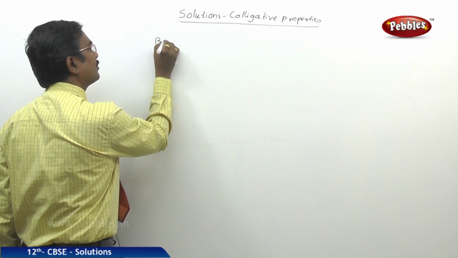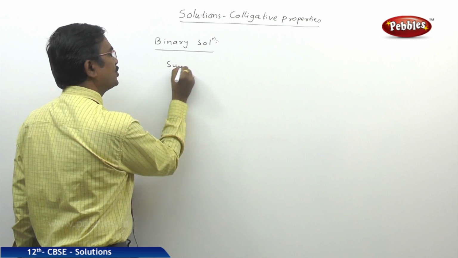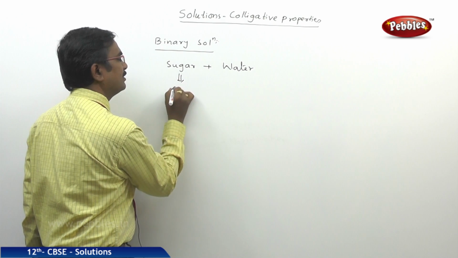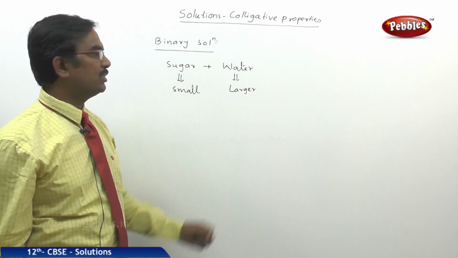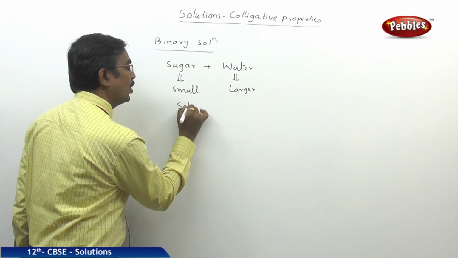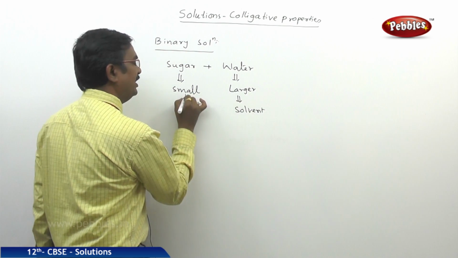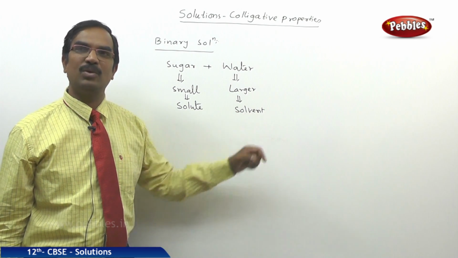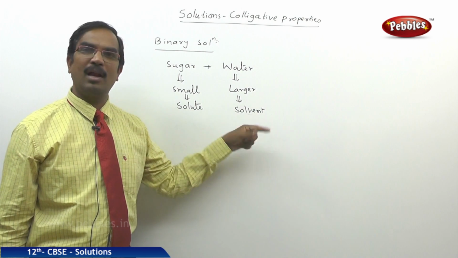So in the binary solution, as I told you, the first one in the first example is sugar, the second one is water. Sugar is present in small proportion. Water is present in larger proportion. The larger quantity is water and the smaller quantity is sugar. The one present in smaller proportion is generally called the solute, and this is called the solvent. That means a binary solution is a homogeneous mixture of solute and solvent. In a binary solution, the solute is always present in smaller proportion and the solvent in larger proportion.